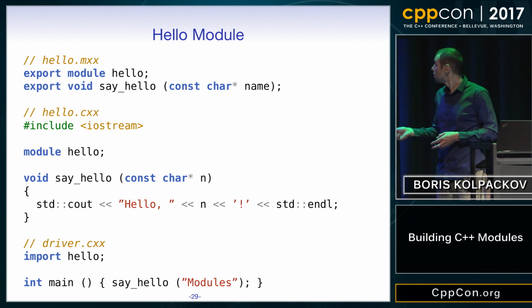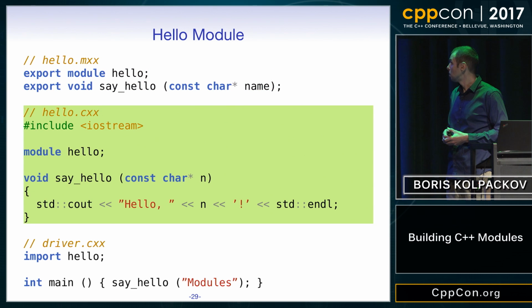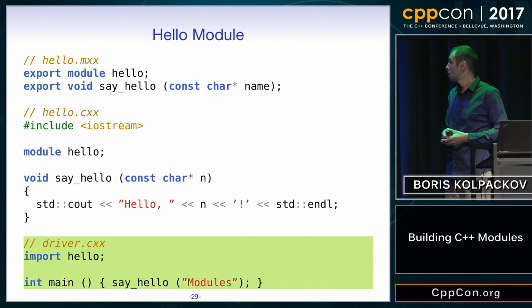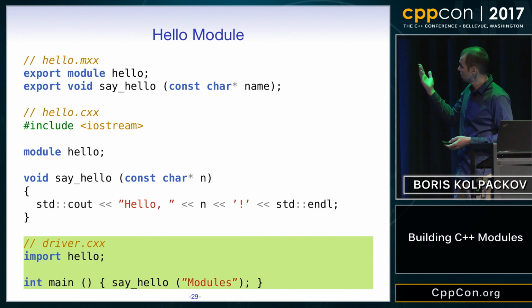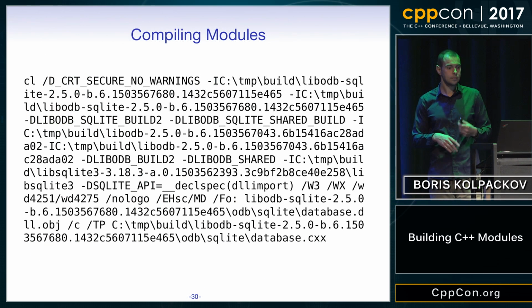Let's see how it actually works by building a simple modularized program with the 3 most popular compilers. This is our simple interface, implementation unit, and a consumer. Right? Pretty straightforward. Single function, implement function, import module, call it.